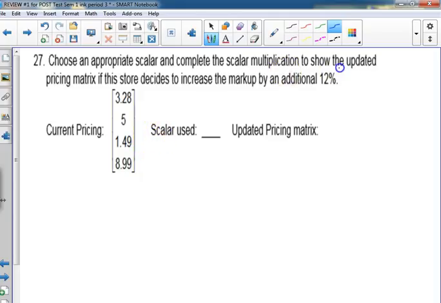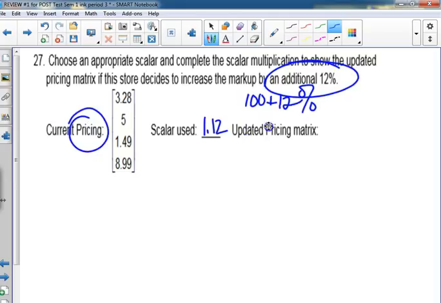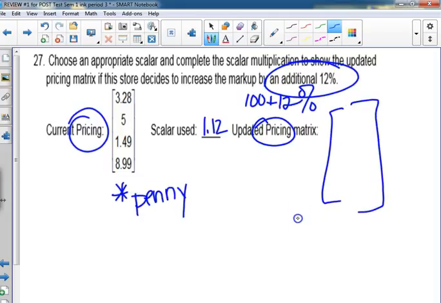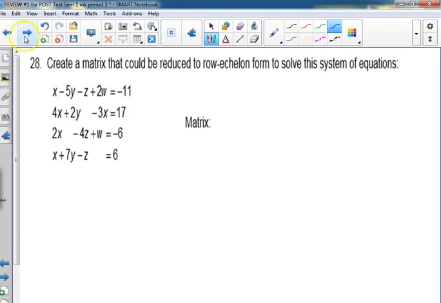Okay, guys, scalar, if it's an additional 12%, 1.12, what should you round to? Because I think that might be worth points this time. It's pricing, yes? And these were to the nearest penny. So you should round to the nearest penny or hundredth. Everybody good? I don't even bother to put it in a matrix. I do 3.28 times 1.12 and write it down. But you can put it in a matrix. I'm just too lazy.